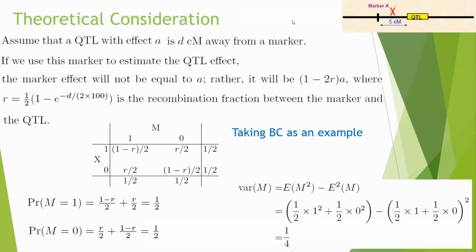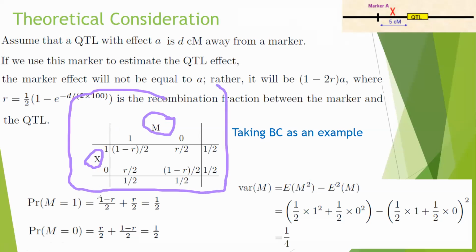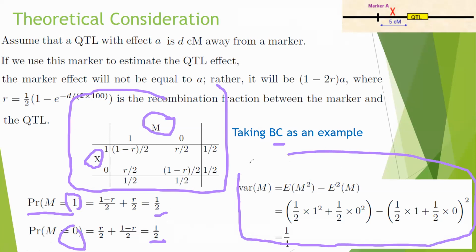This table shows the linkage between the marker and the QTL, right? We knew the marker can take, if this is a backcross design, let's see. Yes, this is a backcross design. In a backcross design, the marker can take two possible genotypes, either 1 or 0, with equal chance. So we can calculate the variance of the marker, which equals 1/4. This is for the backcross design, right?